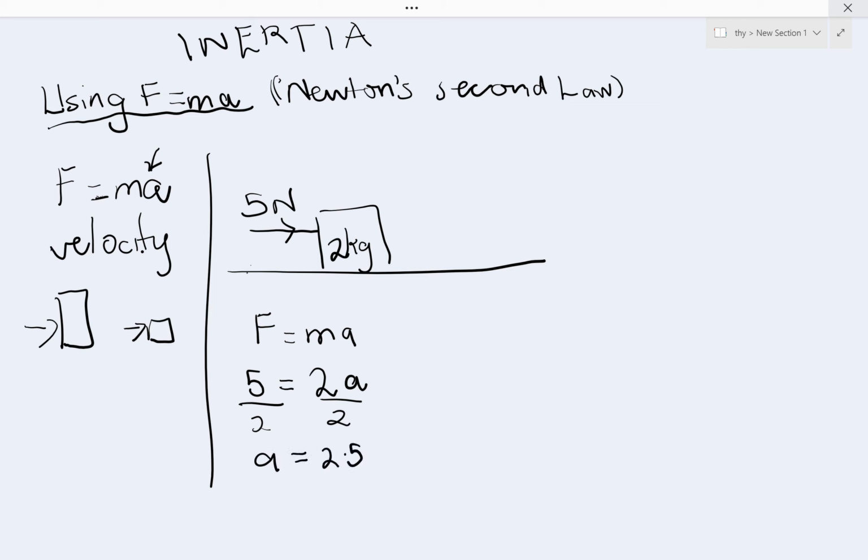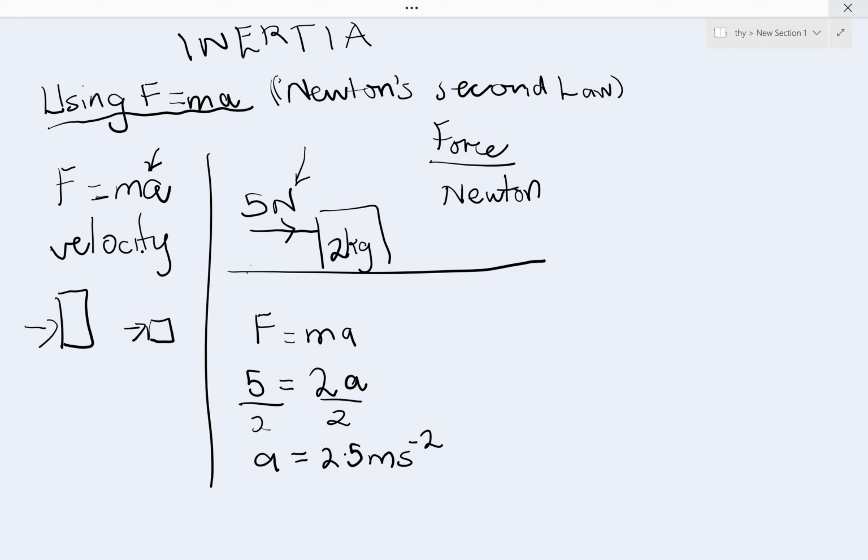So what do I need to introduce first of all? I need to introduce a bunch of new units. First of all, force. The unit for force is the Newton. It's named after Sir Isaac Newton. The unit for force is the Newton, and it's an important unit to remember and you should be able to convert to it. And then the unit for acceleration we've talked about already. It's meters per second per second.